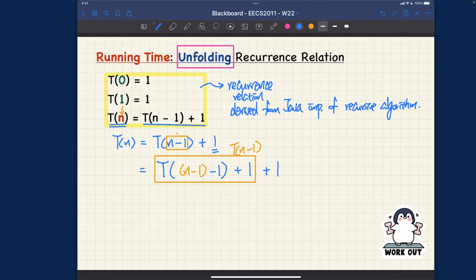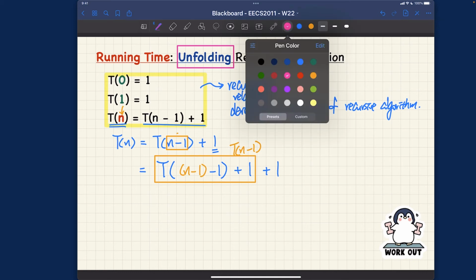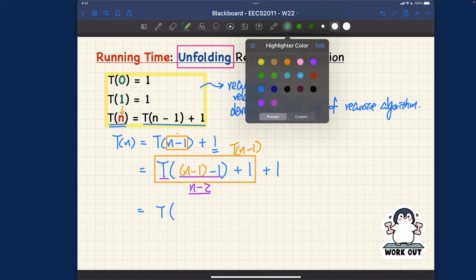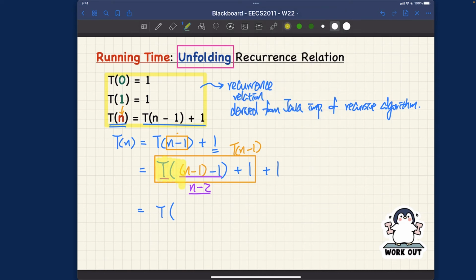All right, are you okay so far? Hopefully you're okay so far. Let's do one more unfolding. Let's say we want to unfold this one here. This part here is actually n minus 2. Agree? Let's simplify it. It's actually n minus 2. How do we unfold T of n minus 2? Let's try to do that. It's going to be T of over here, just this part that we want to replace. Just this part. T of n minus 2.